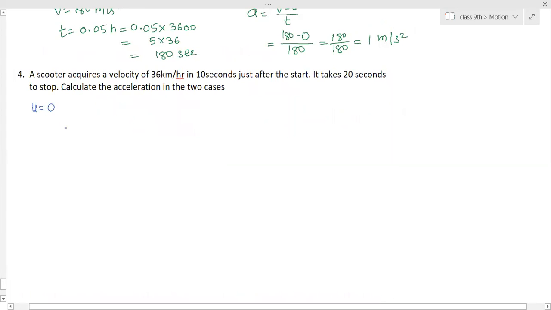Initial velocity is 0 because it has started from the start, that is, just after the start. That means it has started. From where will it start? It will start from 0 always. So u is equal to 0 meter per second.